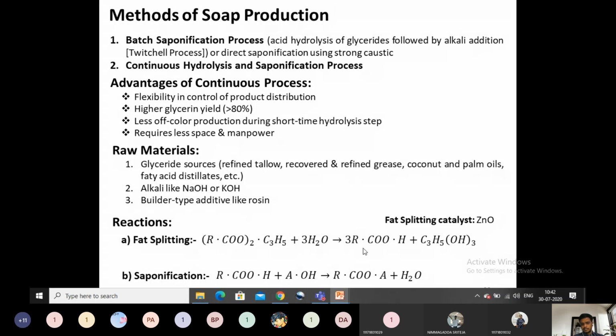Then whatever fatty acids we obtain in the fat splitting step, the hydrolysis step, are used here to react with the alkali. This is known as the saponification reaction. Then this alkali metal will attack nucleophilically the free fatty acid. Then it forms an alkali metal salt of fatty acid, nothing but a soap, with the liberation of one molecule of water. So these are the reactions.